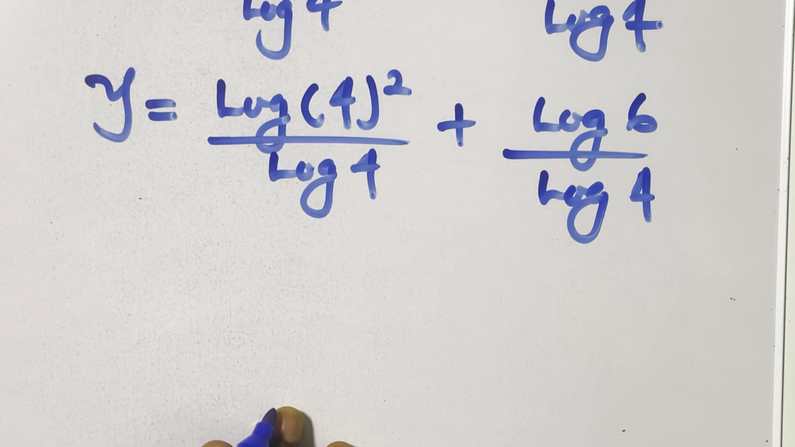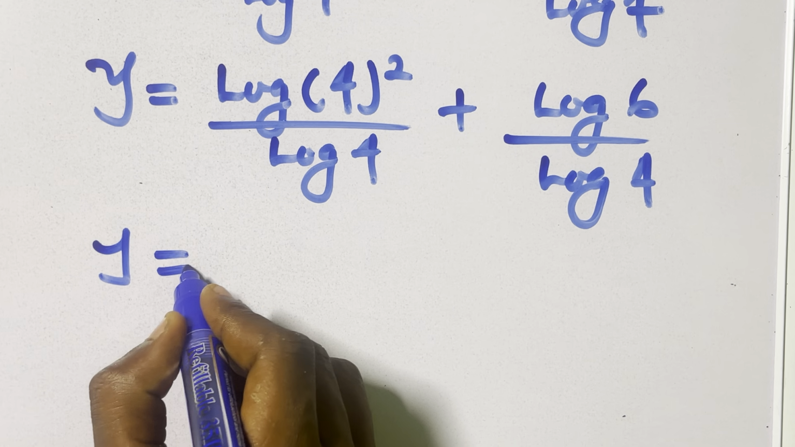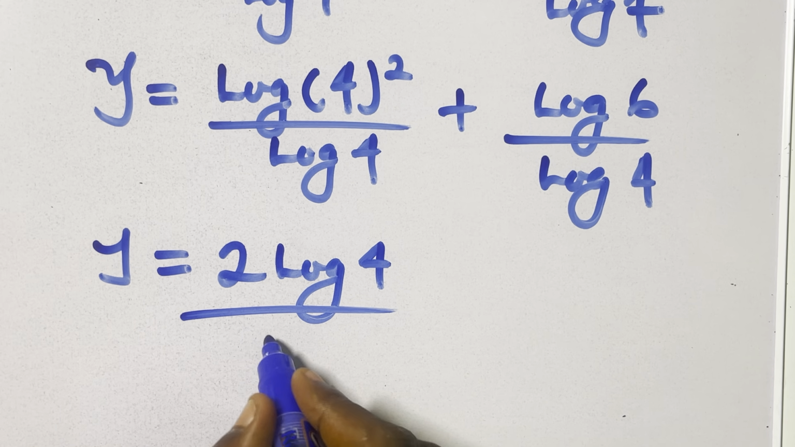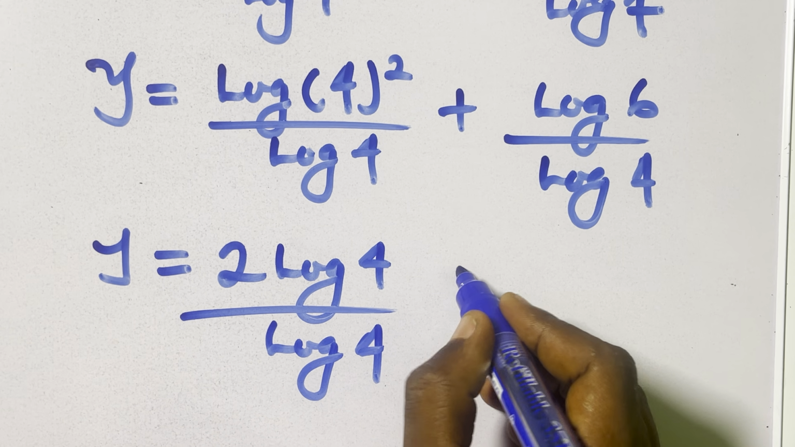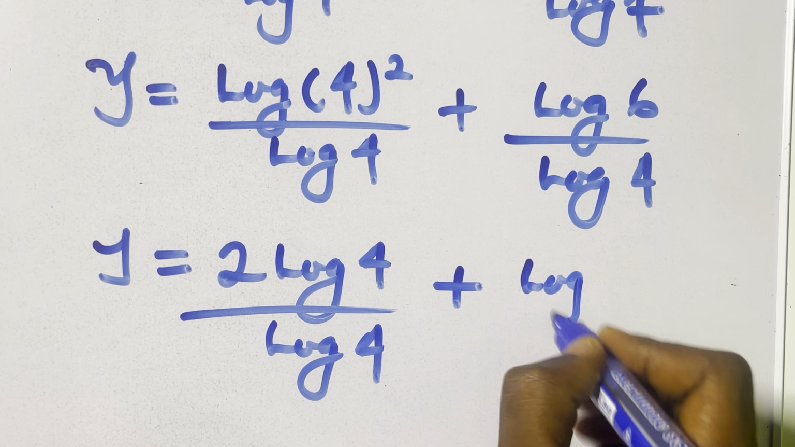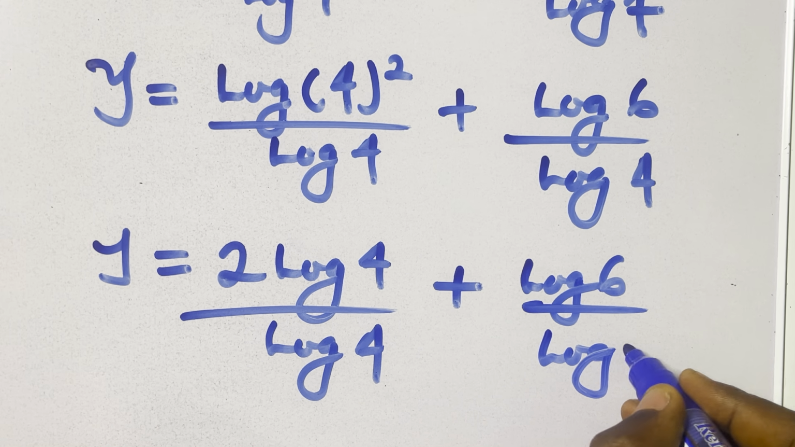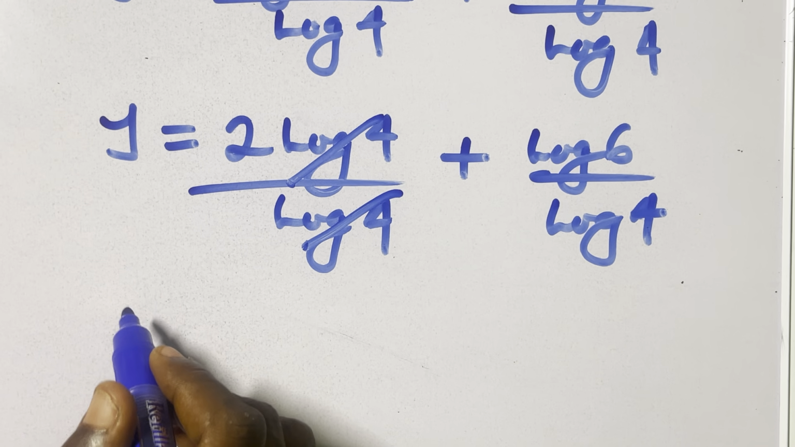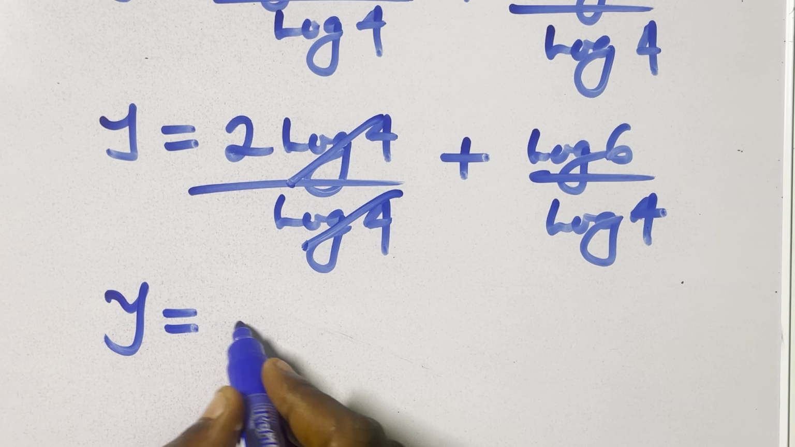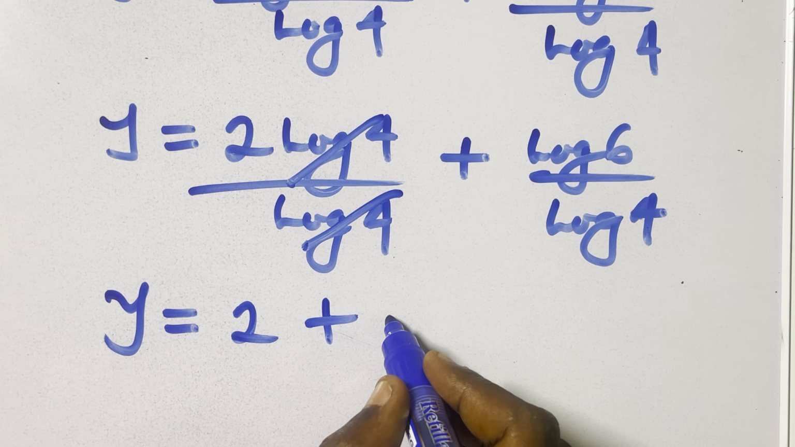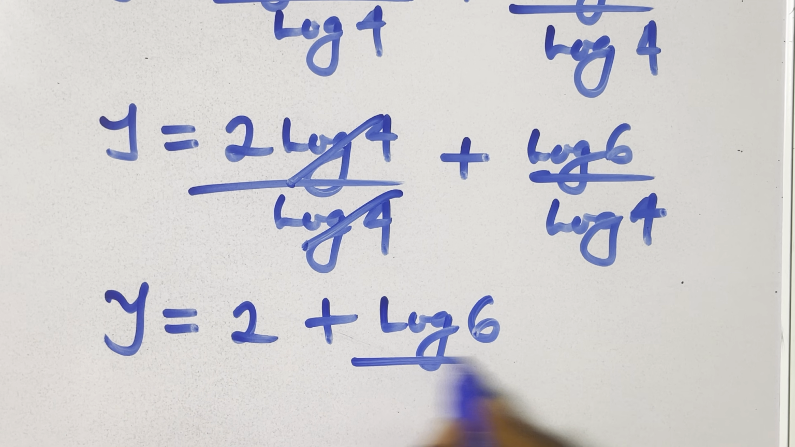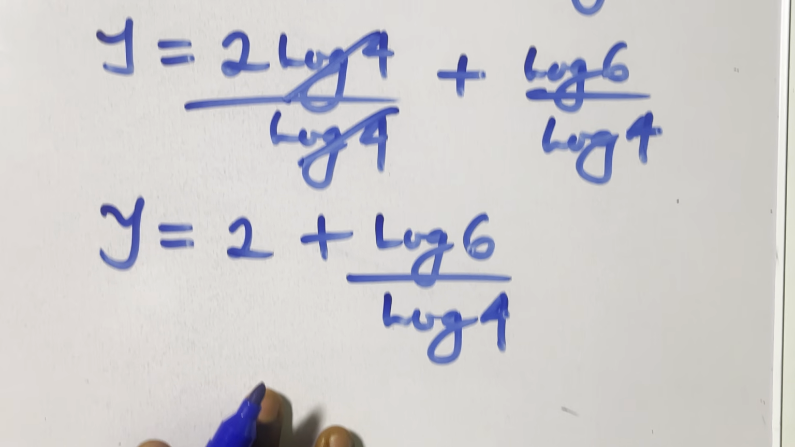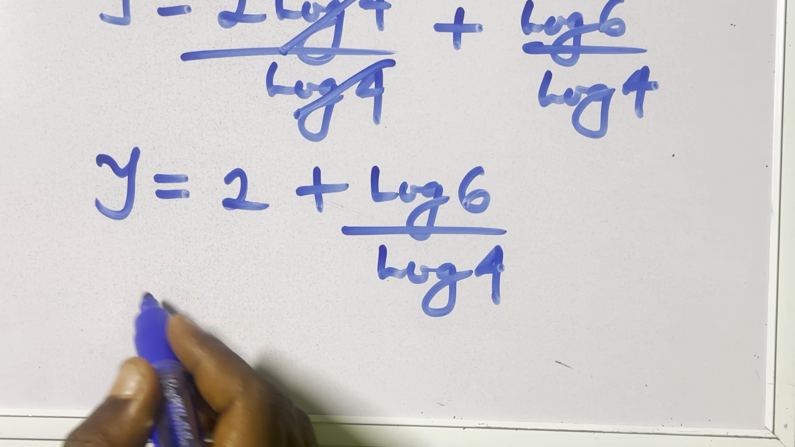So then y will be equals 2 log 4 divided by log 4 plus log 6 divided by log 4. We know this will cancel out this. Then we are going to have y equals 2 plus log 6 divided by log 4. I hope you are following. Let me know in the comment section.